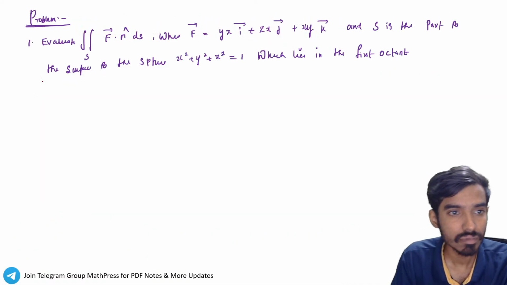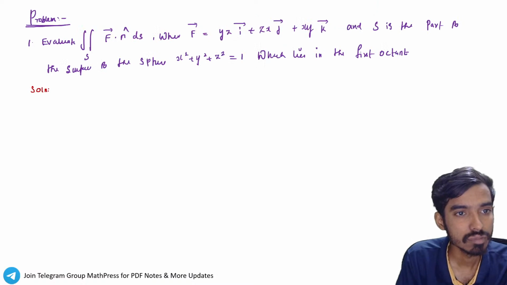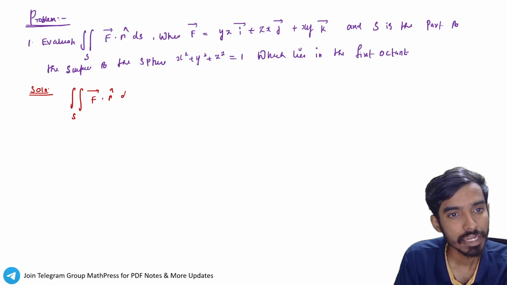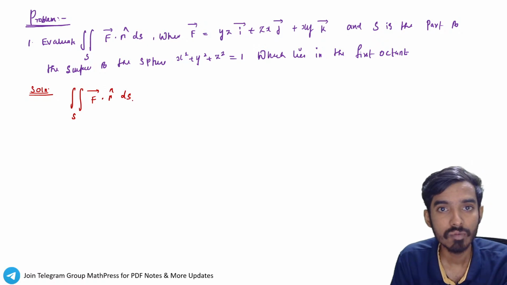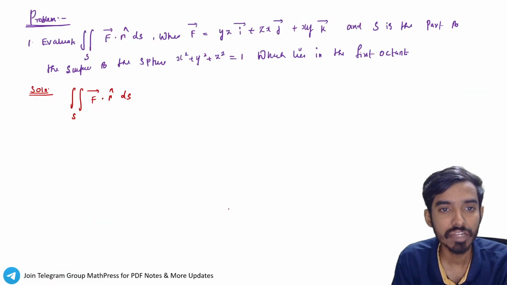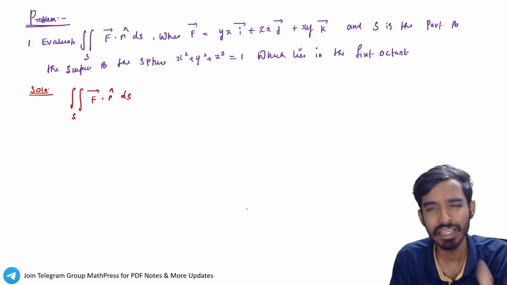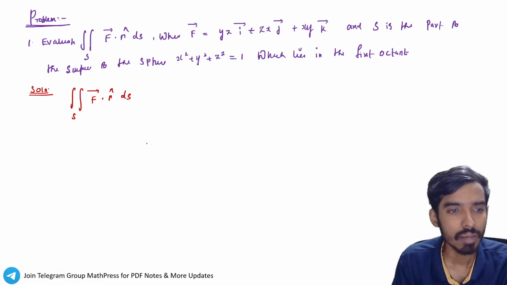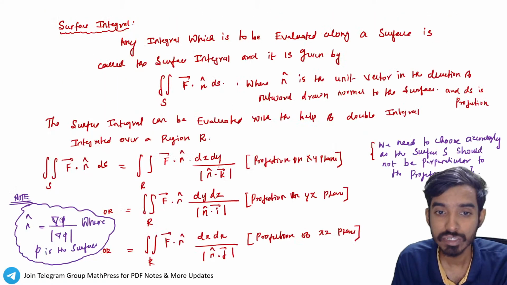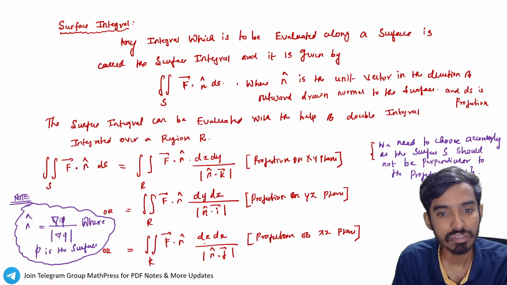Okay. Solution. Very easy problem. So we need to evaluate double integral over S of f vector dot n cap ds, right? So ds can be what? ds can be any of these three, right? Any of these three, we need to choose accordingly. I'll tell you how. It is very easy to find whether we need to choose this or this, right?